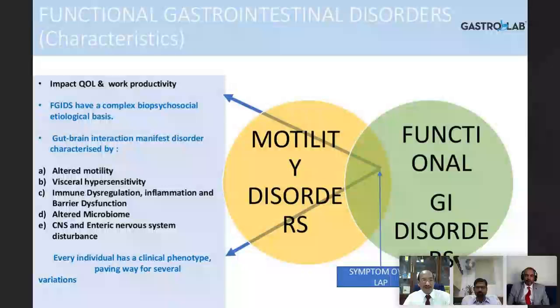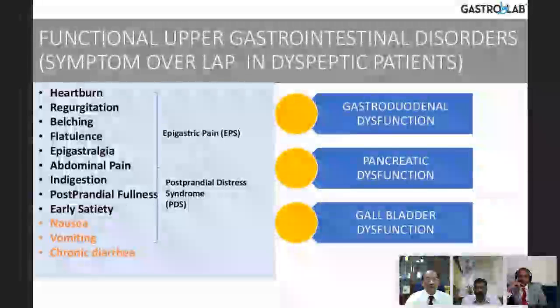One classic example is IBS, where there is altered motility, visceral hypersensitivity, immune dysregulation, inflammatory changes, and barrier dysfunction. The gut mucosal barrier is broken here. There is altered microbiota, and central nervous and enteric nervous system disturbance. All this could form a part of the gut-brain interaction disturbance. So every individual has a different clinical phenotype, paving way for several variations. So there's always an overlap.